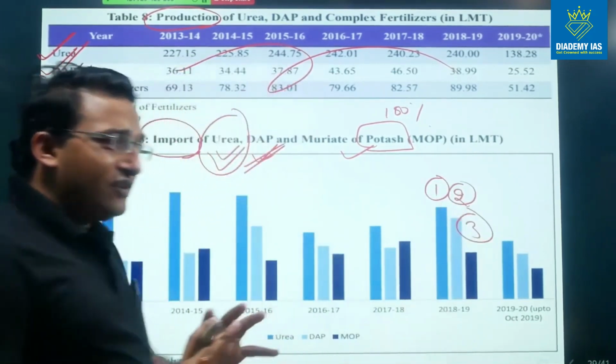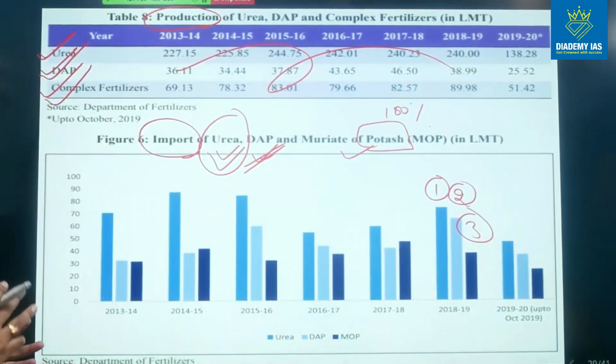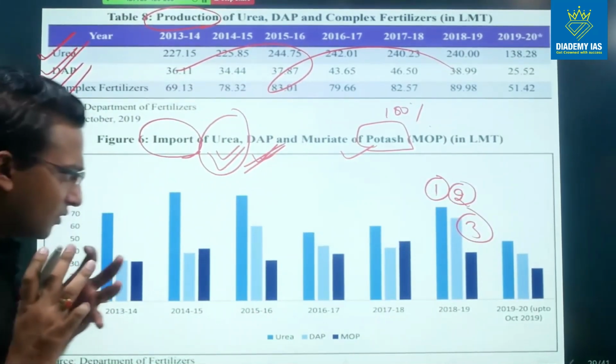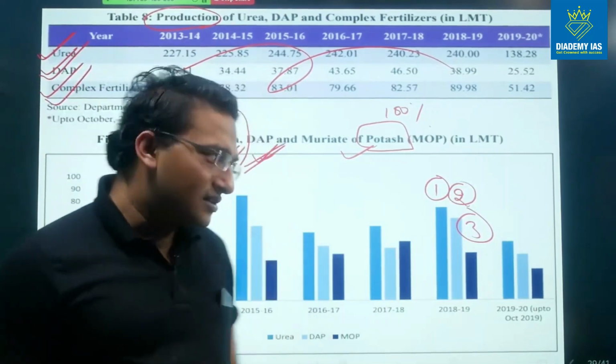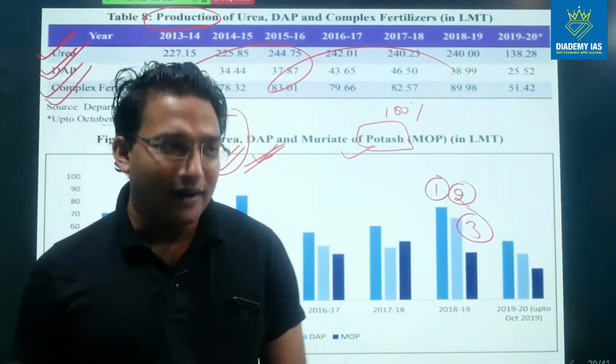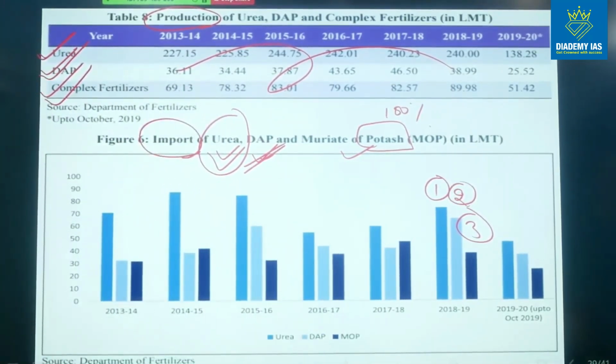So if we see quantum wise, urea is highest, DAP is second highest and potash is minimum. But again 100% of the potash is imported only. There is no production inside India as far as potash is concerned.